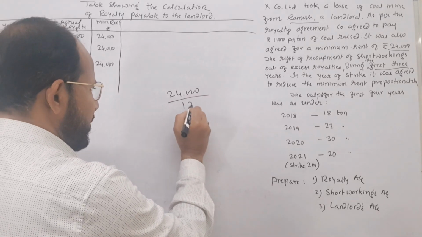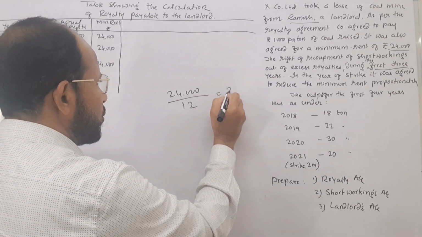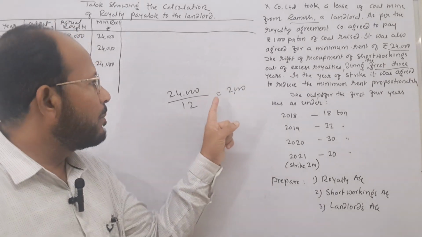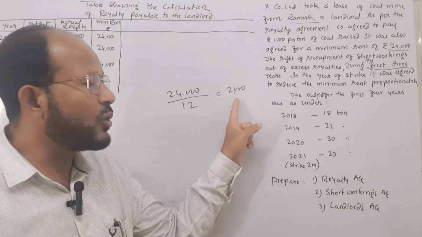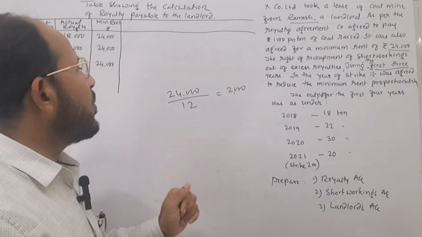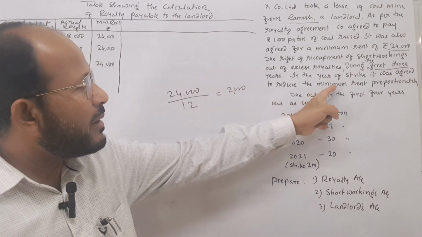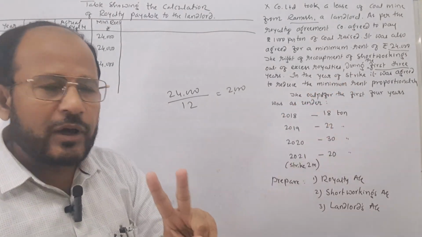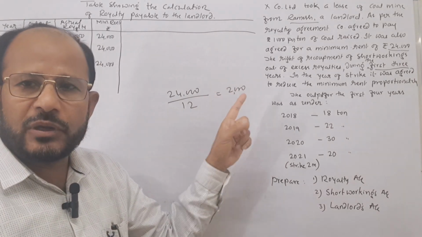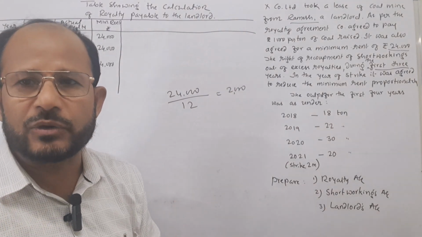Yearly, it comes to rupees 24,000, so monthly, 24,000 divided by 12 comes to rupees how much? Minimum rent comes to rupees 2,000 per month. Now, proportionately, how many months was the strike there? For 2 months. Therefore, for per month it comes to rupees 2,000, and for 2 months it comes to rupees 4,000.